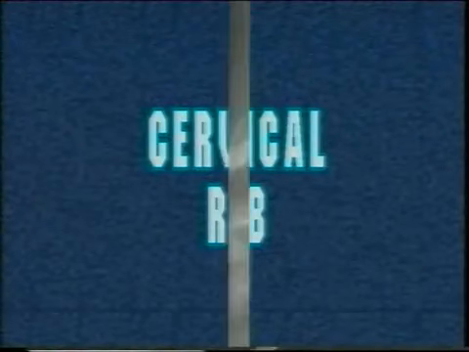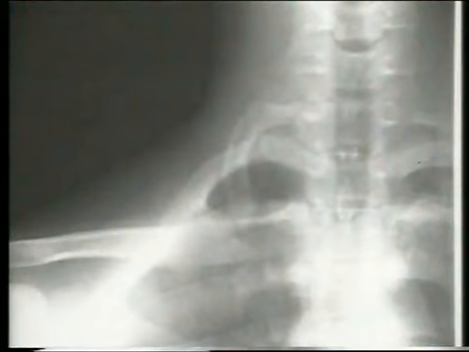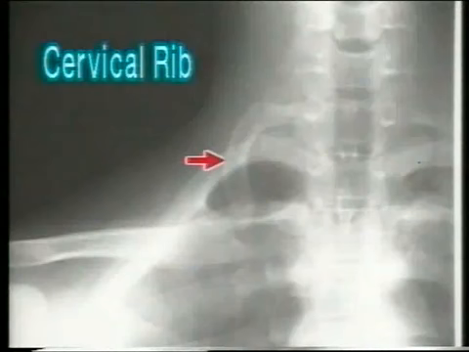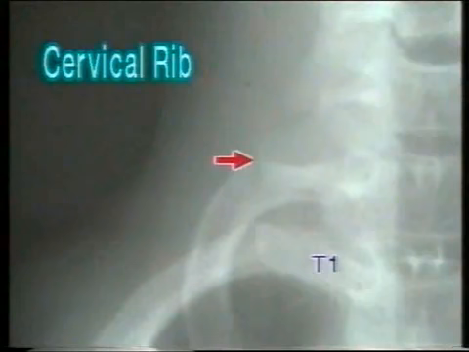Cervical rib. In this X-ray, note the well-developed cervical rib shown by the arrow. Now how to identify whether it is a cervical rib or the first rib? For this, trace the rib backwards and see where it articulates. The transverse process of T1 slants upwards, while the transverse process of C7 slants downwards. This is articulating with C7, so this is a cervical rib.